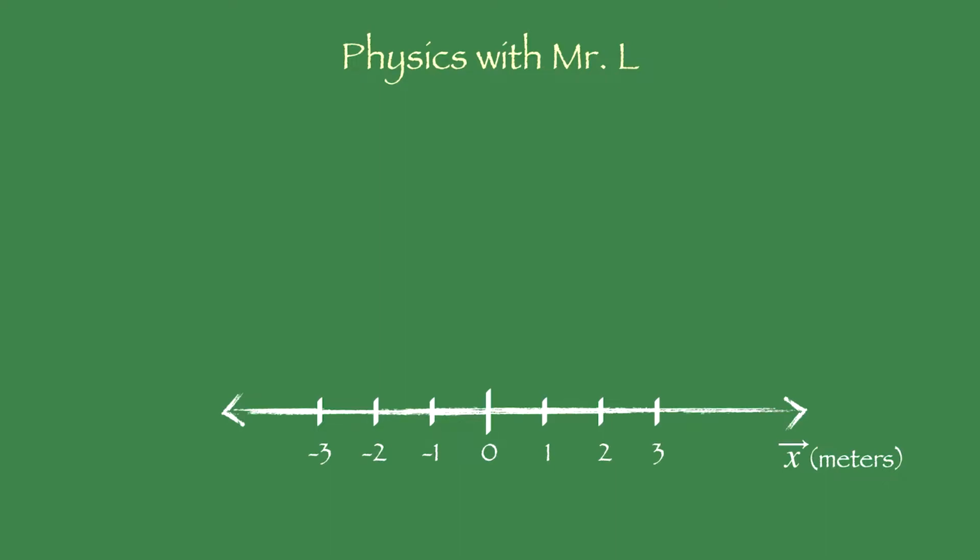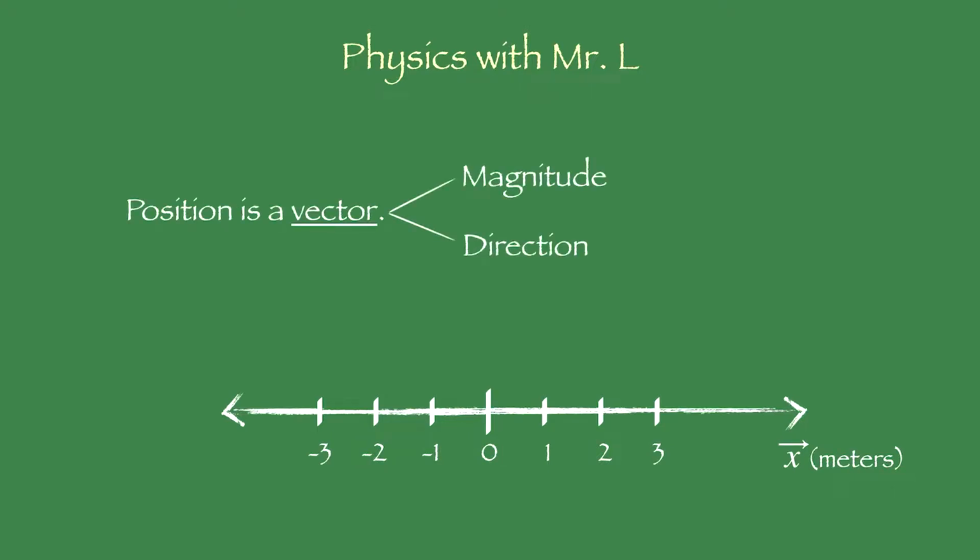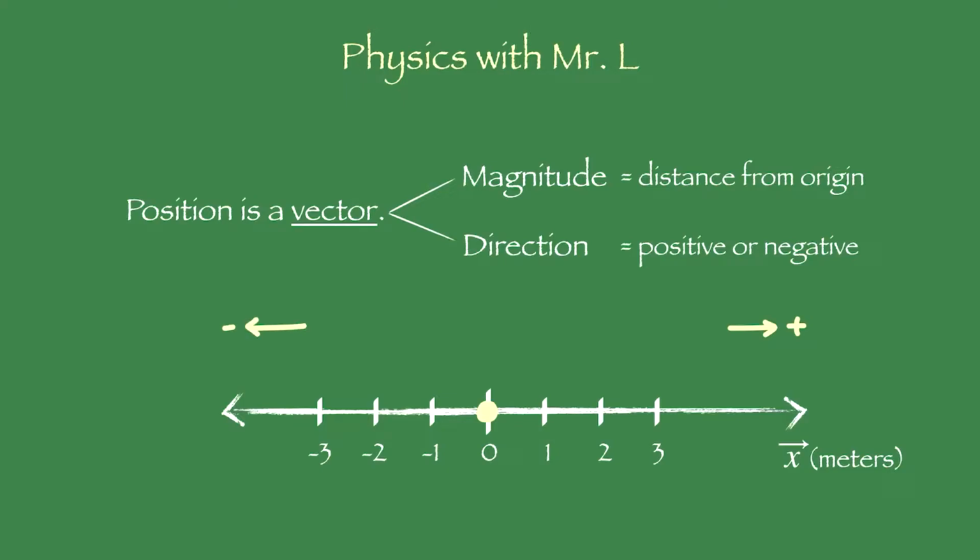Let's talk generally about position. Position is a vector, so it consists of a magnitude and a direction. The magnitude is the distance from the origin, and the direction is going to be either positive or negative. And that's, I think, the only real potential difficulty here, thinking of position as a vector as opposed to a scalar. To help you, think of it as a displacement vector from the origin.